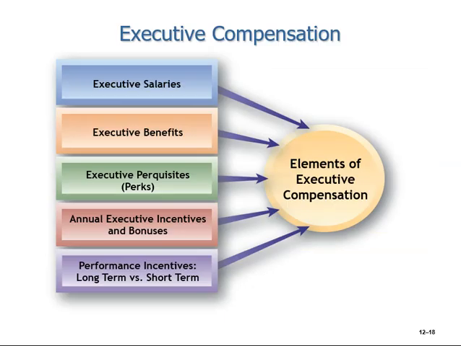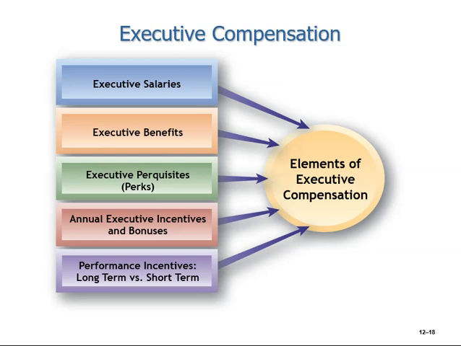Now let's talk about executive compensation. We all know that in America, executives make a lot more money than the average employees in their company. What you may not know is that their compensation is actually pretty diverse. There's lots of components that come together to make up their total compensation package. So 1, you have executive salaries. 2, you have executive benefits. 3, you have perks that they get. 4, you have annual executive incentives and bonuses. And then 5, you have performance incentives for long and short term. So executives make money from a variety of different places.